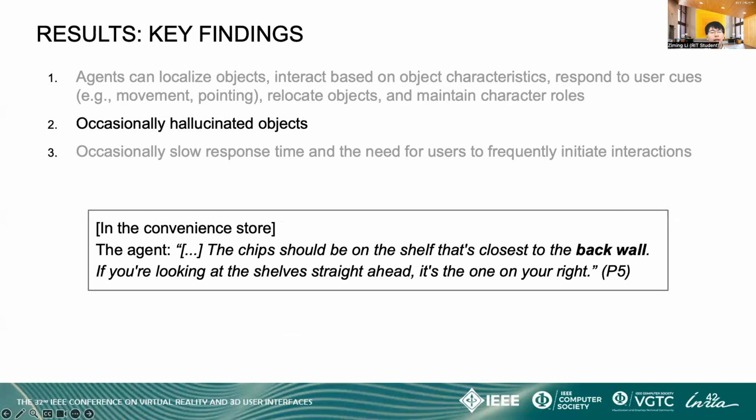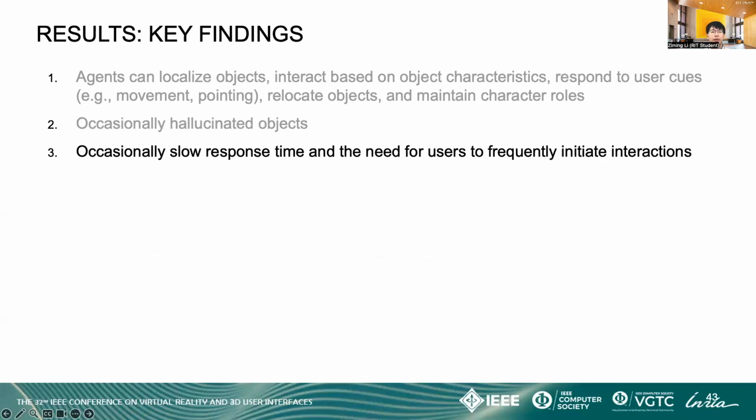We also identify the agent occasionally hallucinated objects which are not defined in the prompting schema. For example, in the convenience store scenario, it accidentally said there's a back wall which is not defined in the schema. We also identify agents occasionally have slow response time and the need for user to frequently initiate interactions, especially while performing complex multi-step tasks. These challenges can impact agent responsiveness and users' experiences.